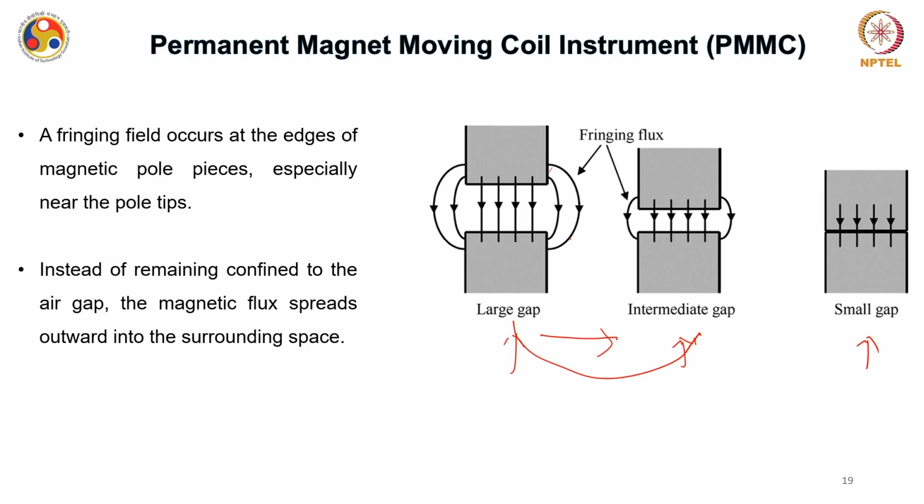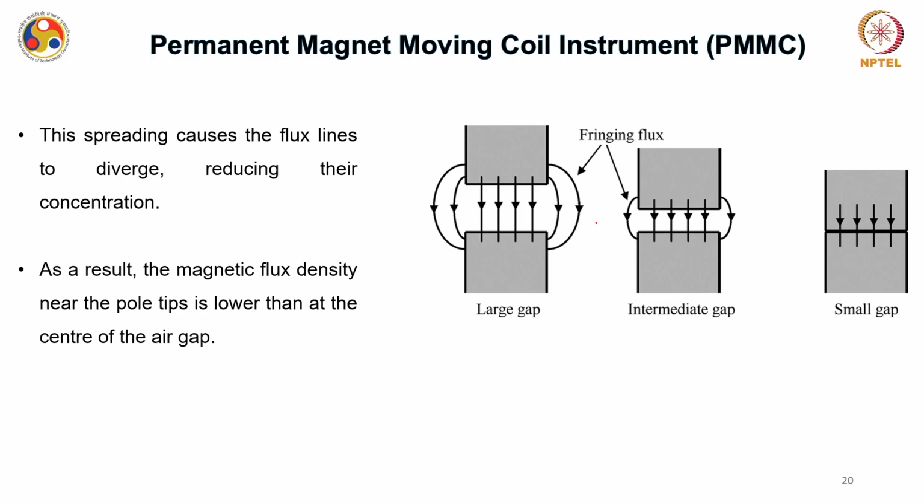So, instead of remaining confined to the air gap, the magnetic flux spreads outward into the surrounding space, which appears as a fringing flux. This spreading causes the flux lines to diverge, reducing their concentration, and as a result the magnetic flux density near the pole tips is lower than at the center of the air gap, which is totally not desired in the case of PMMC tools.